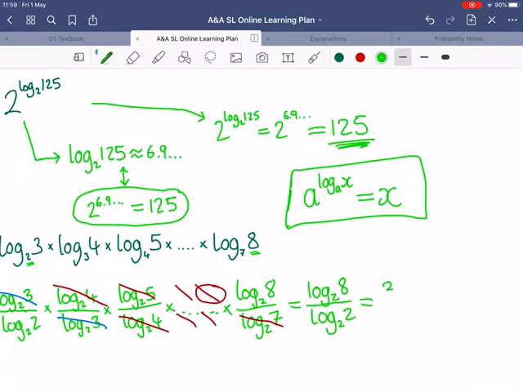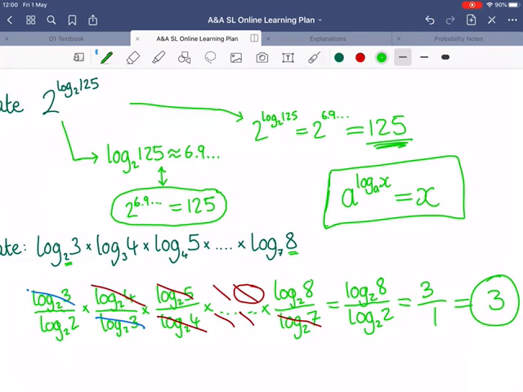Two logs that you can evaluate easily to 3 and 1, i.e. 3. So even though you had what was probably some horrible decimal in every single one of these, they would multiply together, and you can show it through the change of base formula and cancellation. They'd multiply together to get you 3 exactly.